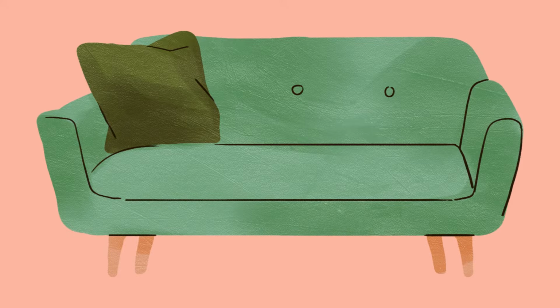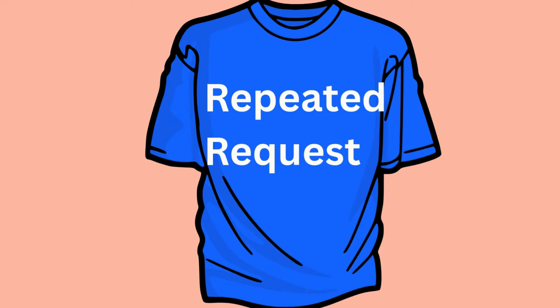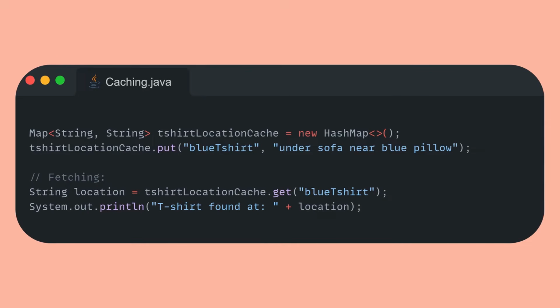Why? Because she has been asked this exact same question before, and she memorized it as a key value pair. Problem solved without even thinking. Let's see this Java example. We use the map with the key and the value of type string. The key represents the missing item, and the value, its location.